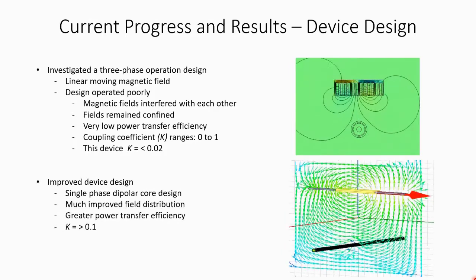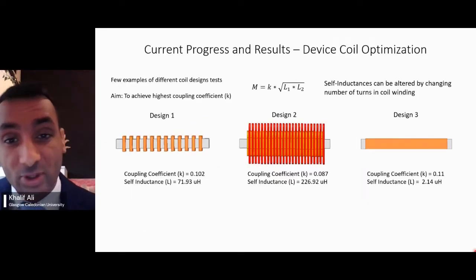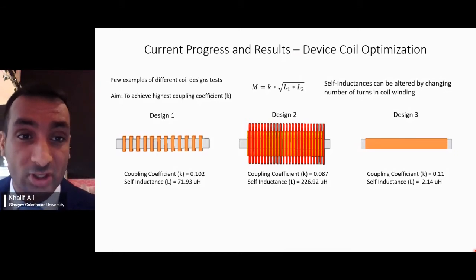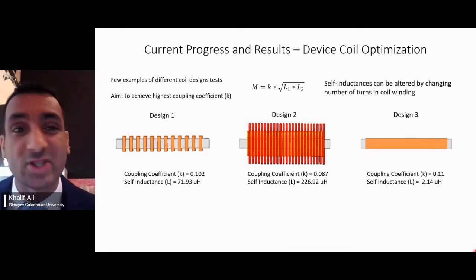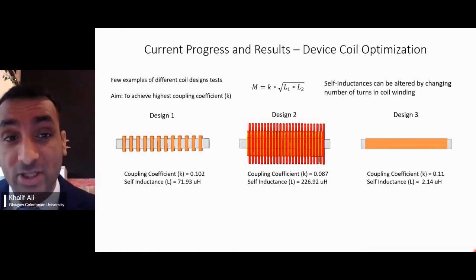We then moved on to a better design. This was improved, and was based on a single phase dipolar core design, which has a much improved field distribution and has a greater power transfer efficiency, with a K of greater than 0.1. The device also went through a coil optimization process, and below are a few examples of the different coil design tests. There were like 26 different tests, many tests we went through. The aim of the test was to achieve the highest coupling coefficient K.